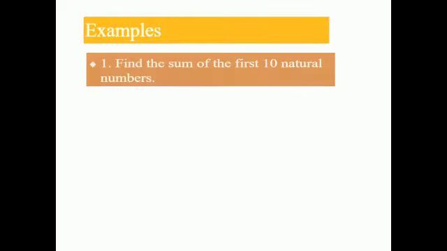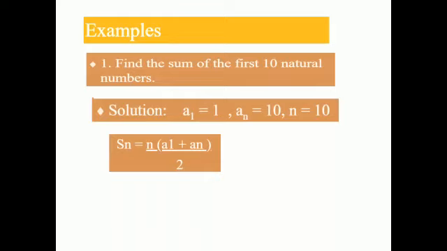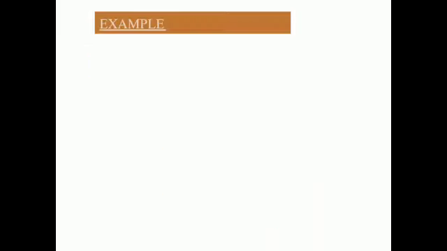Okay, some examples are there. Find the sum of the first 10 natural numbers. You can write the numbers or you can write the terms here. a is equal to 1, n is equal to 10, an is equal to 10. We can use the first formula. We know the first term and last term. Okay, you can use the first formula. Okay, look at the next example.